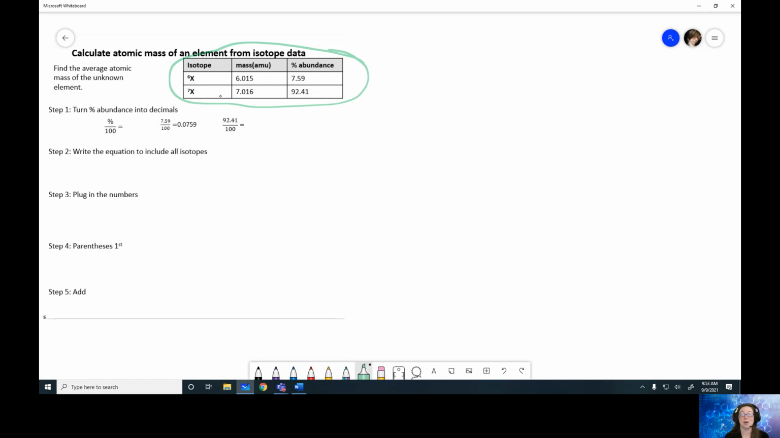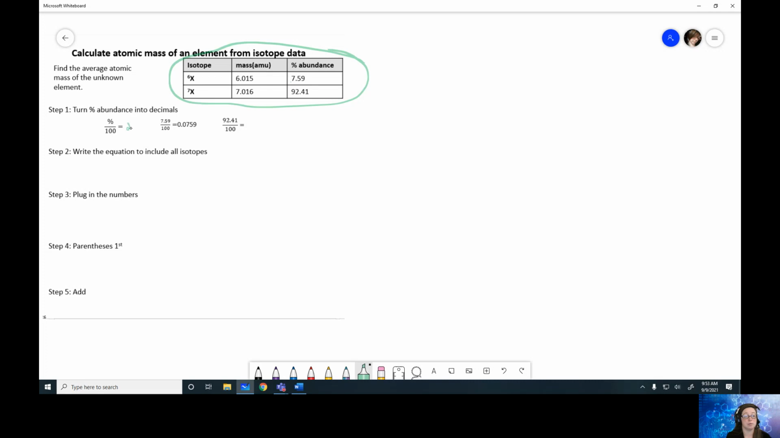Because it's an unknown, we don't have the atomic number on the bottom there. And then it has their percentage of abundance. The percent abundance is 7.59% for 6x, and 92.41% for 7x. So the first thing we need to do is turn that percent abundance into a decimal. You do that by just dividing that percentage by 100. So here's the example.